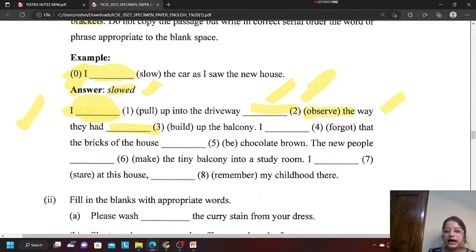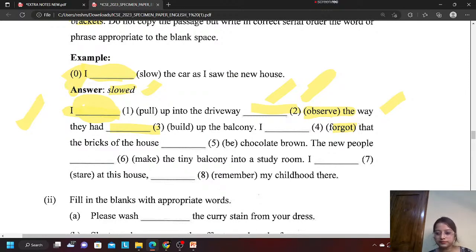Okay, next line: I dash that the bricks of the house dash chocolate brown. Now see, the word is forgot. That means this person had come over here before. Something is related to that person also. So: I dash that the bricks of the house dash chocolate brown. What will it be? First one, forgot. You think and say. Don't just think that this is past, so everything will be made past by adding ed. Don't think like that.